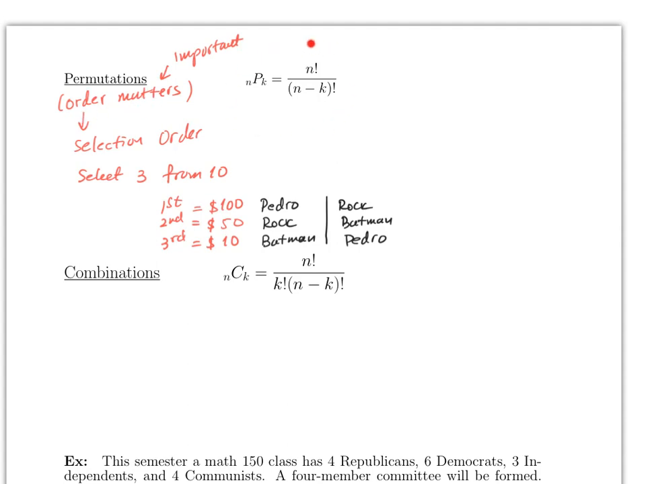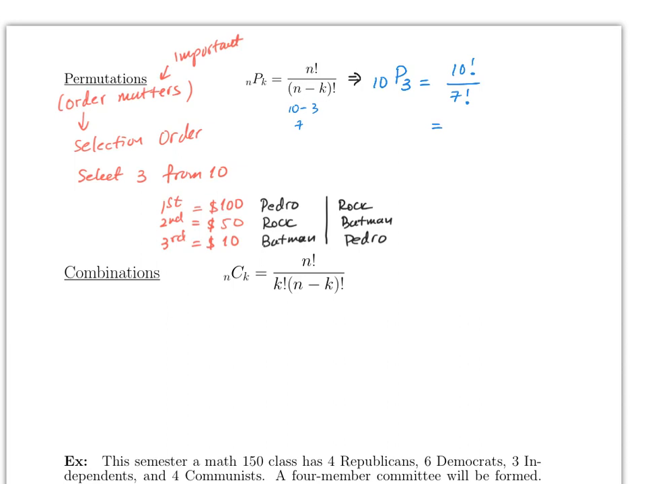Then all you have to do is plug it into this formula, which the calculator can actually do, but let's do this by hand at least once so you can see how it works. So let's say you have 10 people and you are selecting 3. So what we want to find is 10 permutation 3. So this will be 10 factorial, and then 10 minus 3 is 7, so it will be 7 factorial.